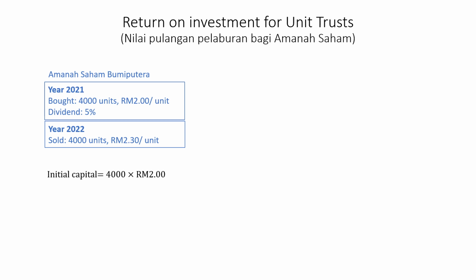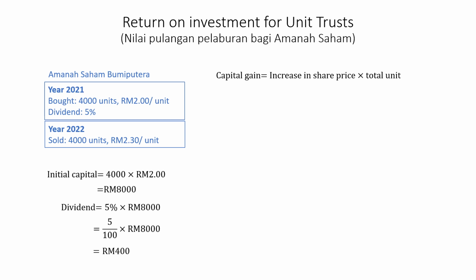And the initial amount invested is 4,000 units multiplied by 2 ringgit, which equals 8,000 ringgit. And the dividend is 5% of the 8,000 ringgit. 5% can be written as a fraction so that you can simplify it, and the dividend received is 400 ringgit.